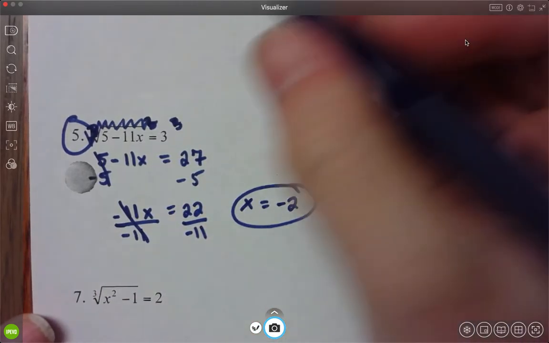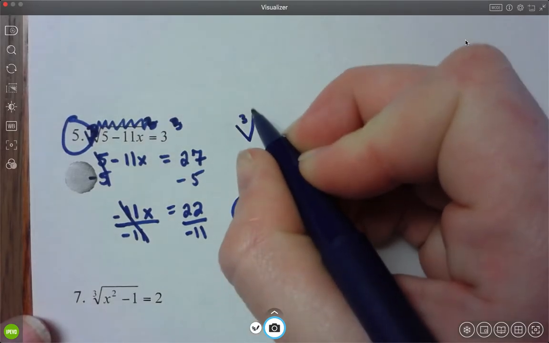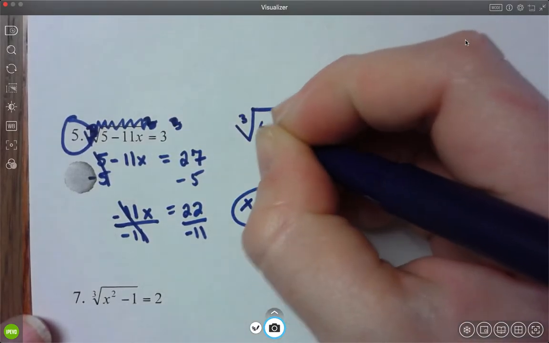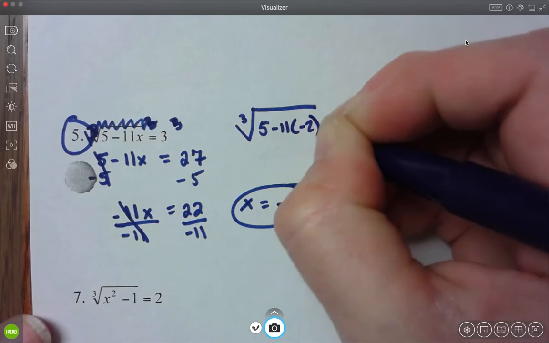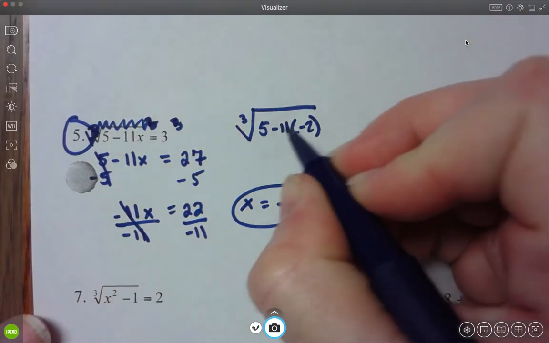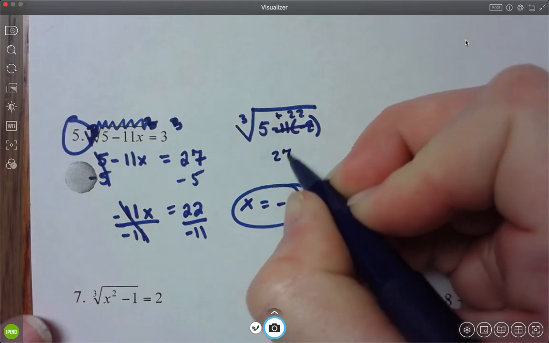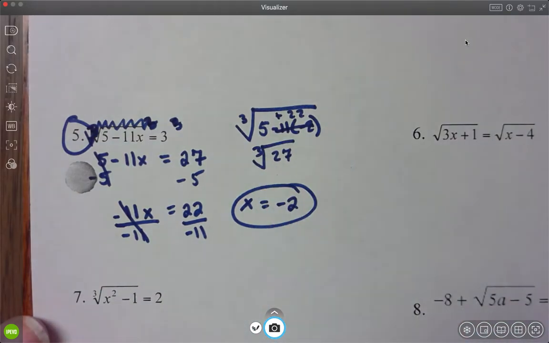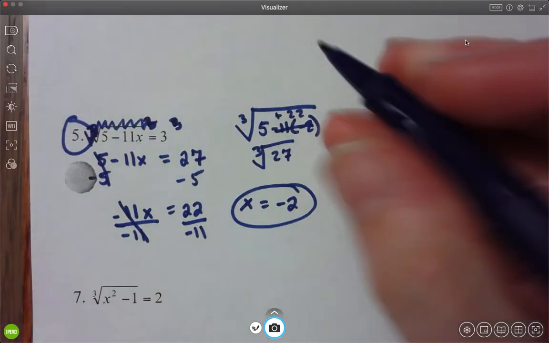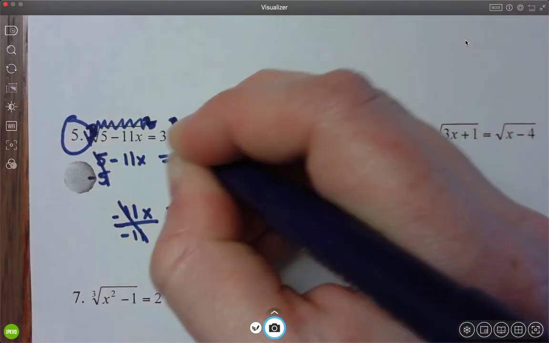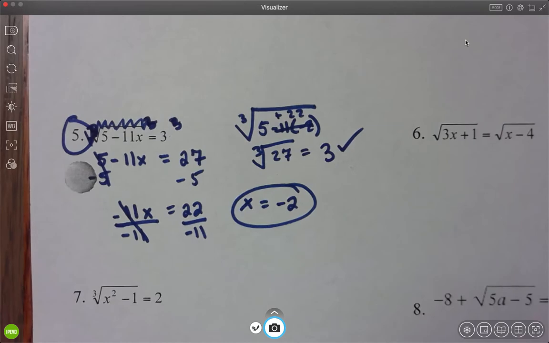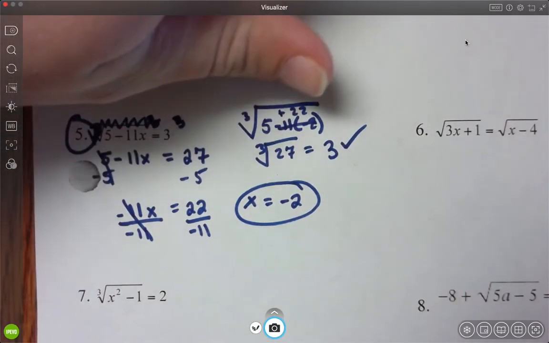Okay, I want to plug that back in. The cubic root of 5 minus 11 times negative 2. Okay, negative 11 times negative 2 is 22. 22 plus 5 is 27. And the cubic root of 27 means, what do I take times itself 3 times to get 27, and that is 3, just like it says over here. Okay, so I've kind of undone that, and then I can check my solution.